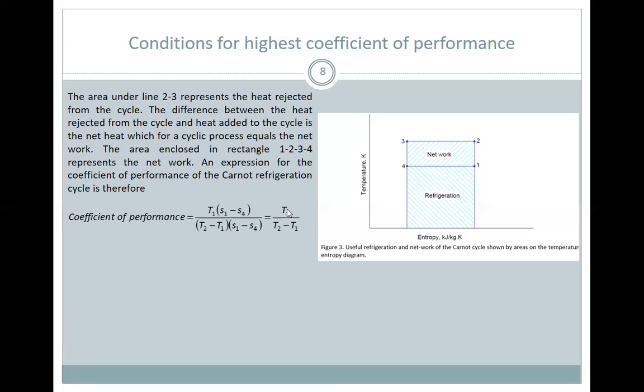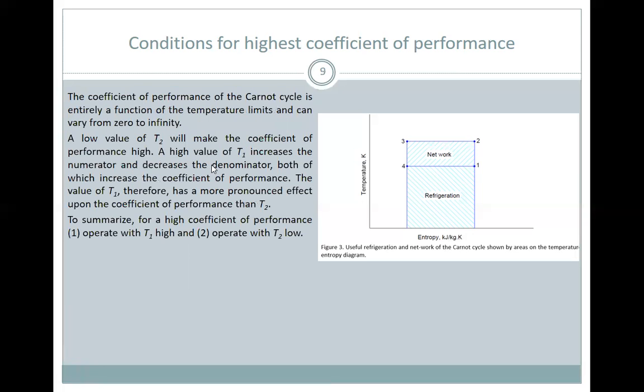Di ba? Itataas mo to, siyempre bababa yung value ng COP. Di ba? So alam niyo na kung bakit bumaba. Lumaki yun ng T2. Yan. A high value of T1 increases the numerator and decreases the denominator, both of which increase the coefficient of performance. So dalawang effect, di ba?